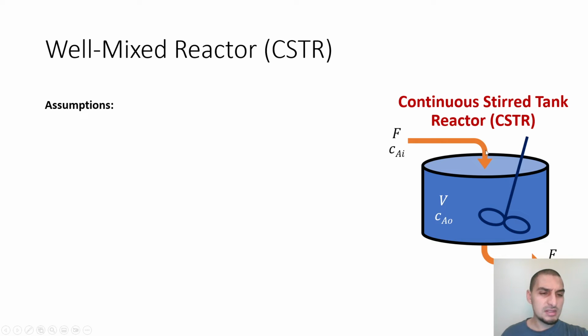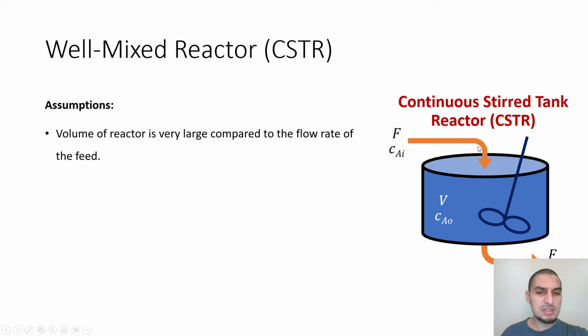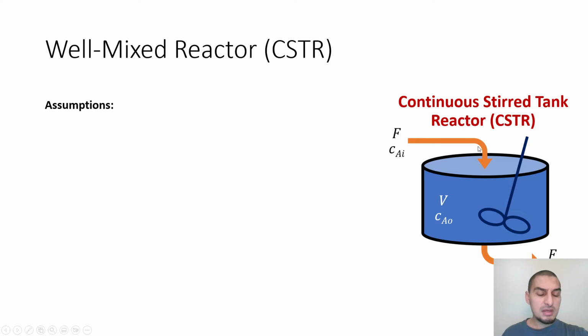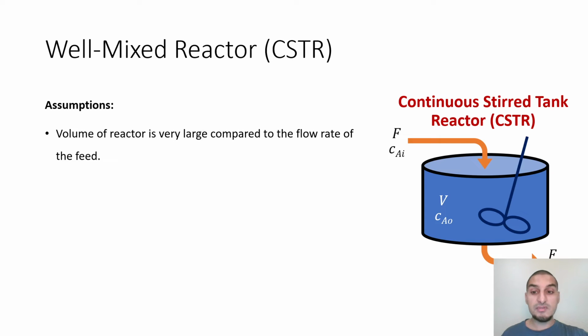But the point that is important for us here is to understand what this means. These kinds of reactors are used for liquid phase reactions, where you have a feed which is a liquid and a product which is a liquid. And this tank is well mixed, so you have an agitator that rotates quickly and makes sure that the concentration everywhere is the same. The assumption that we make in these systems is that the volume of the reactor is very large compared to the flow rate of the feed.